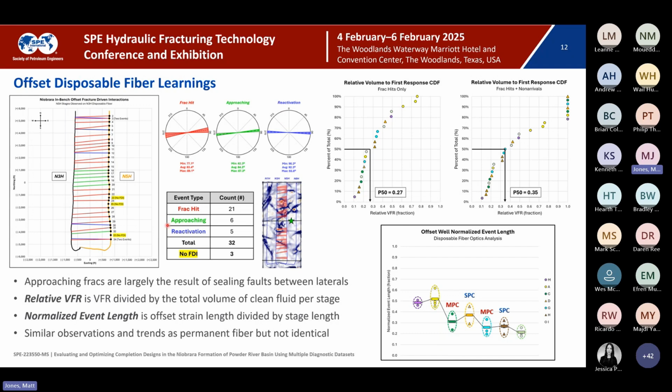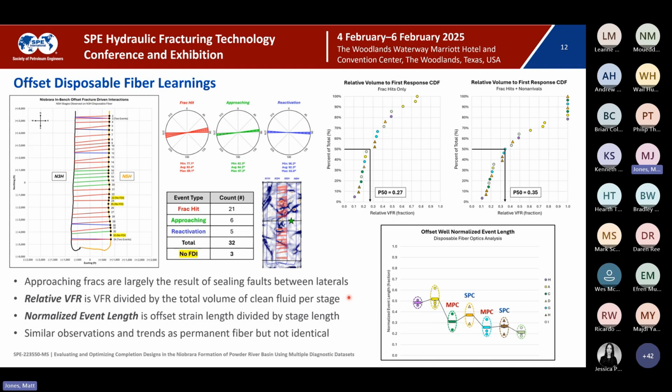The approaching fracs are largely the result of a sealing fault system that is observed between the midpoint of both the N3 and N5H laterals. So you can see those here in this small inset image, and you can see that this is where most of those approaching fracs are occurring. So there's definitely some impacts of geology here.